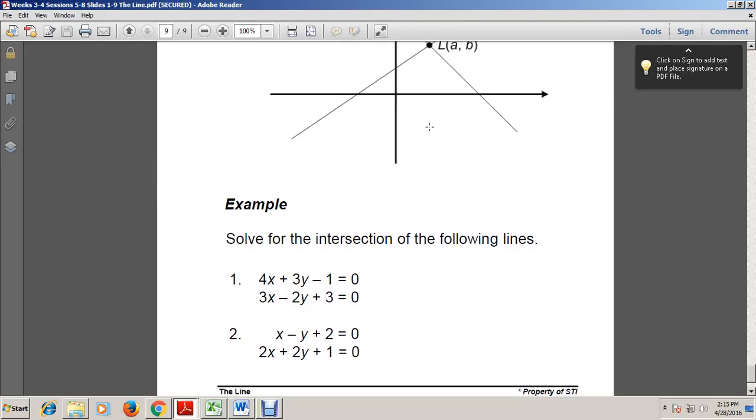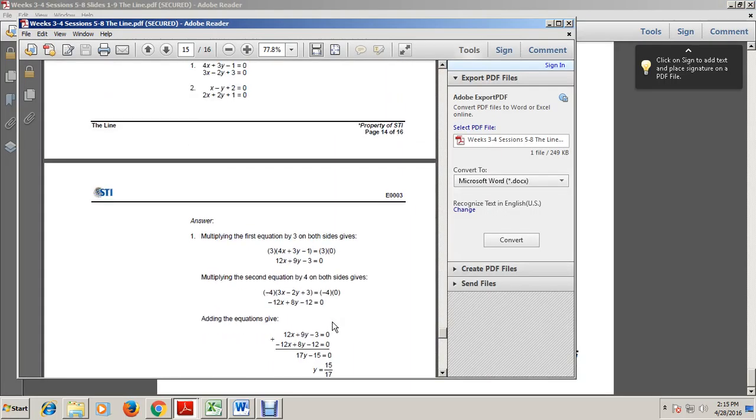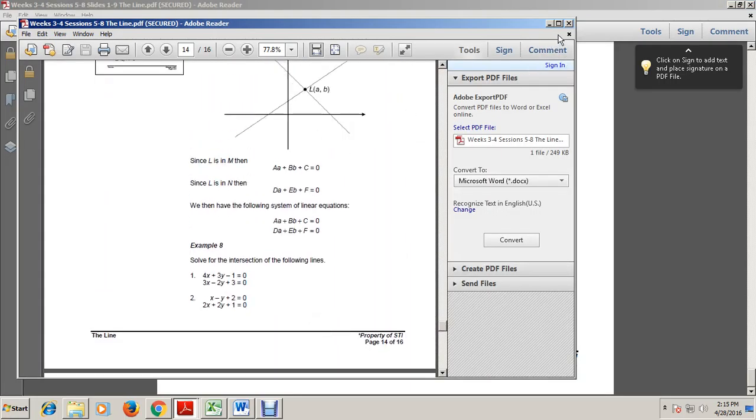To illustrate the steps, let's consider the following examples. Solve for the intersection of the following lines. Given the two lines in number 1: 4x plus 3y minus 1 is equal to 0, and 3x minus 2y plus 3 is equal to 0. And number 2: x minus y plus 2 is equal to 0, and 2x plus 2y plus 1 is equal to 0. To illustrate, let's consider first example number 1.